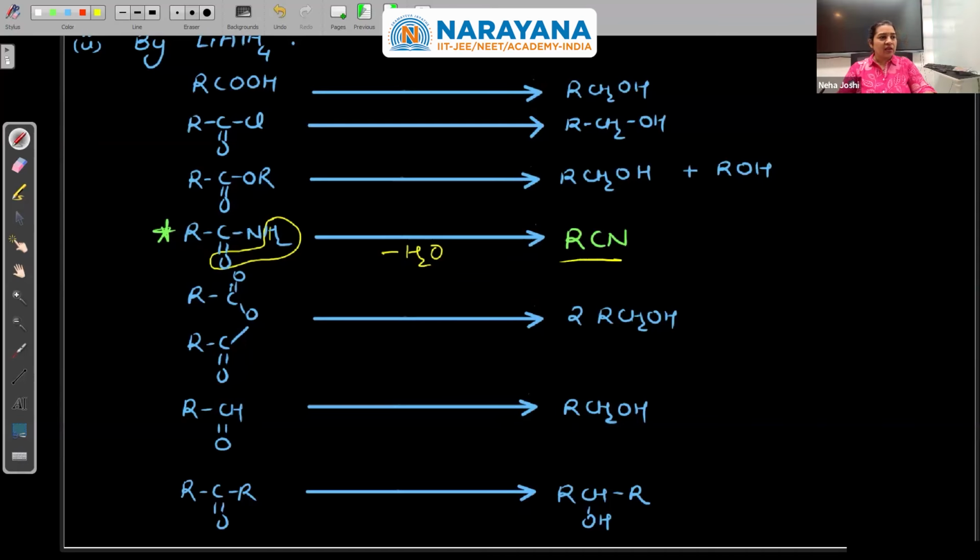This is not the answer. It is finally reduced to RCH2NH2. This is my on-the-way intermediate form. This I can use for explaining the mechanism. And this is formed on the way, and ultimately the final product, that is the product, is amine.